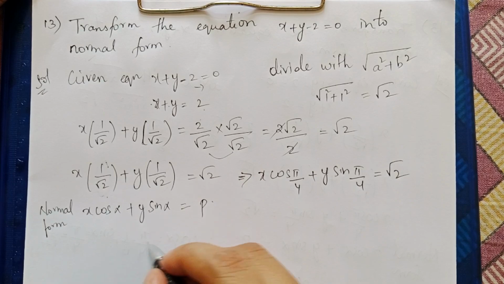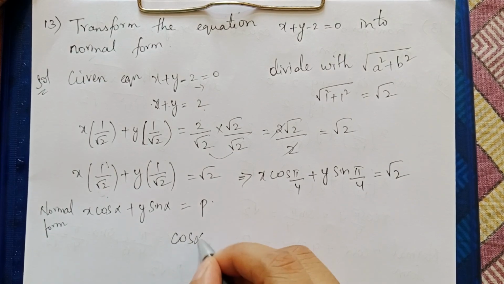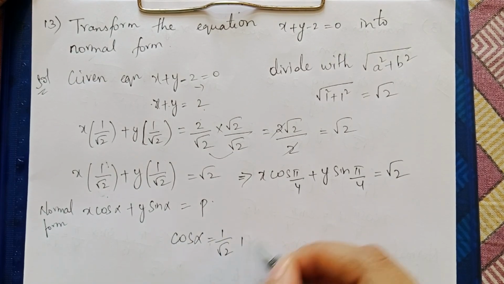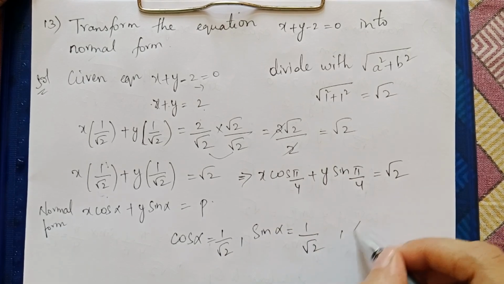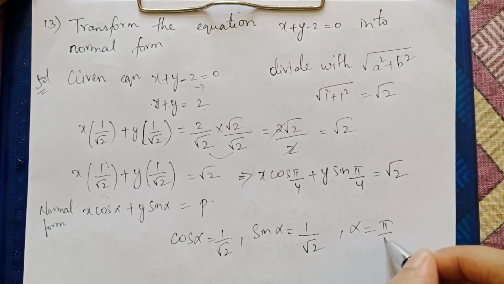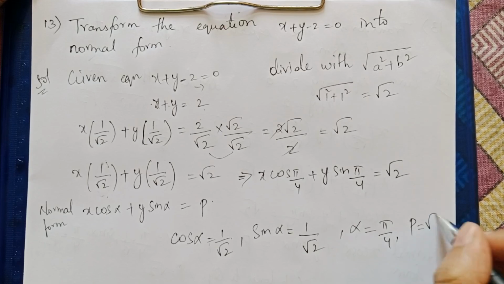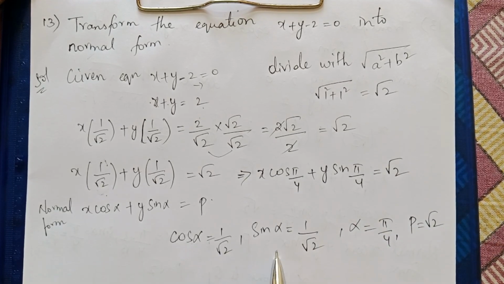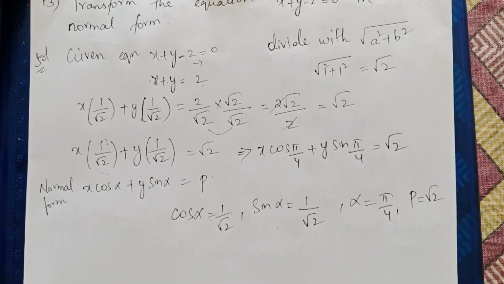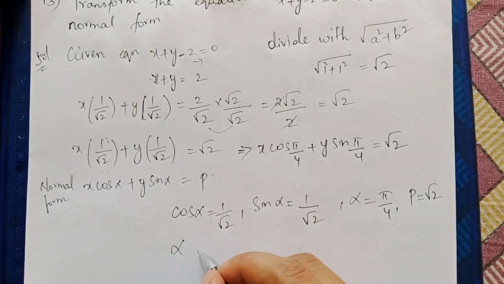So here the cos alpha value is 1 by root 2. The sin alpha value is also 1 by root 2. And alpha can be written as pi by 4. And the p value is equal to root 2. Since cos and sin are positive, alpha belongs to the first quadrant. Alpha belongs to Q1. Right? In the first quadrant, all the trigonometric ratios are positive.